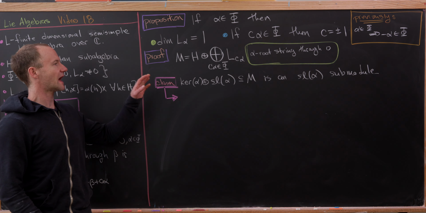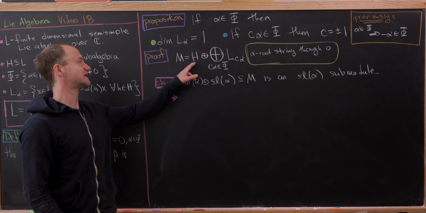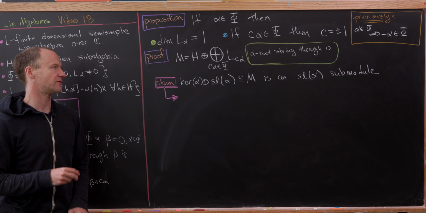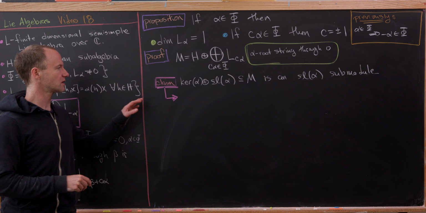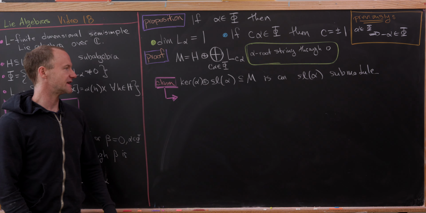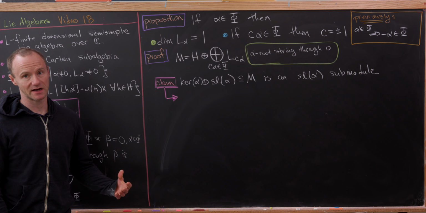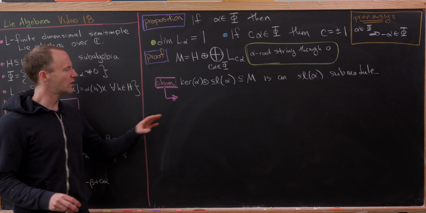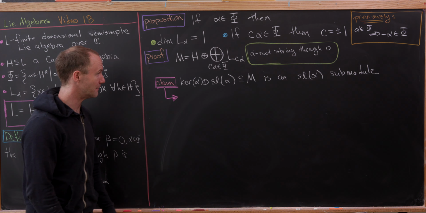So recall that we had this alpha root string through 0, which was denoted by H plus the direct sum over all c alpha, which were roots of L c alpha. And now we're going to look at the following claim. Maybe it's more of an observation, and that is that the kernel of alpha direct sum with SL alpha, that copy of SL2 built out of alpha, notice that that's naturally a subspace of M.